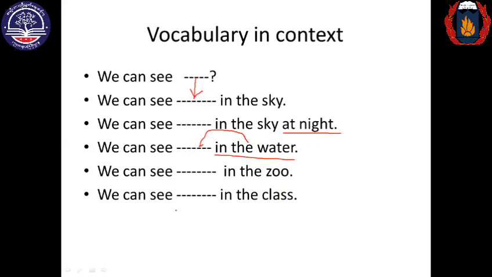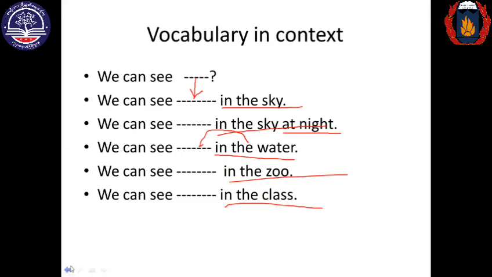What can we see in the class? Can we see animals in the class? No. So these are the contexts: in the sky at night, in the water, in the zoo, in the class. Depending on context, we have a different meaning. This is called vocabulary in context.